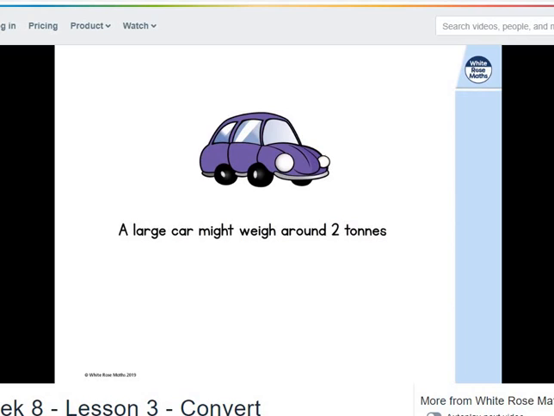We're going to introduce a new unit here. A large car might weigh around 2 tonnes. Now, this word tonnes has got a specific name for it in metric. We know a tonne is equivalent to 1,000 kilograms.